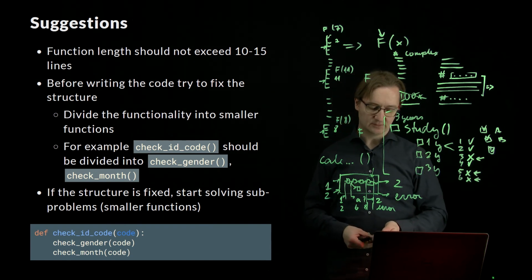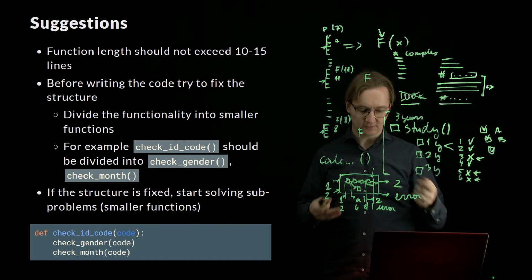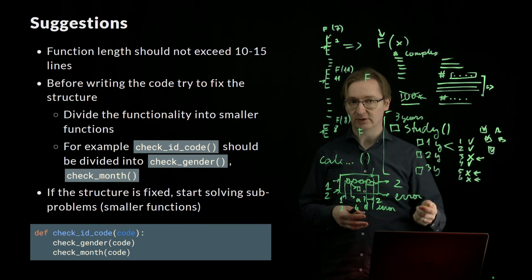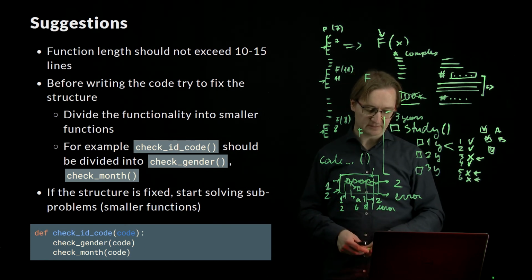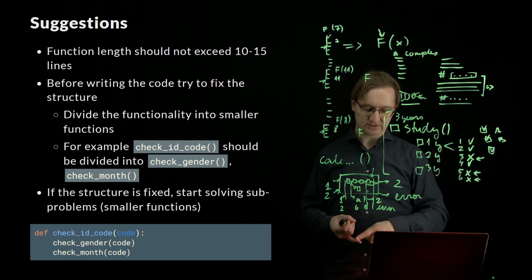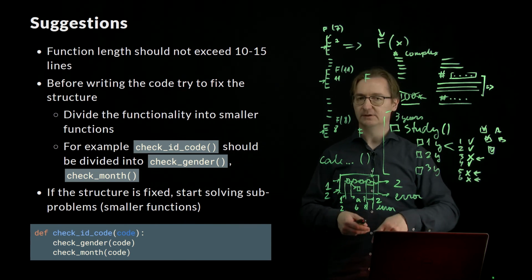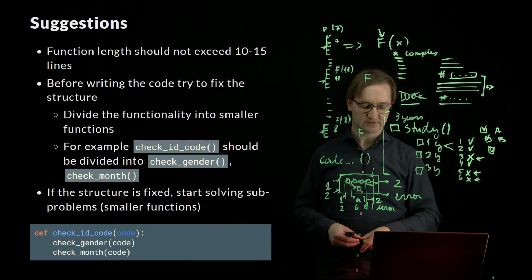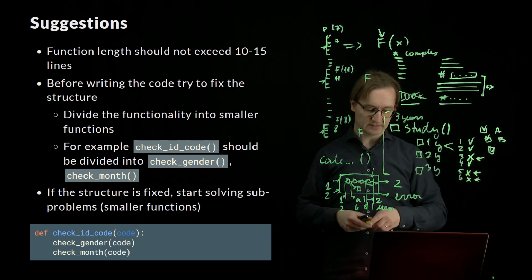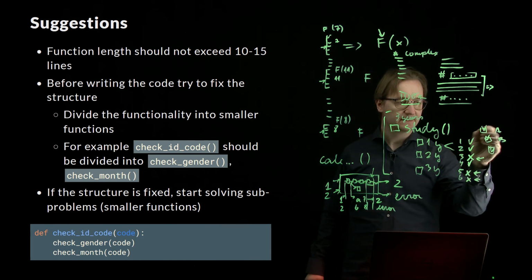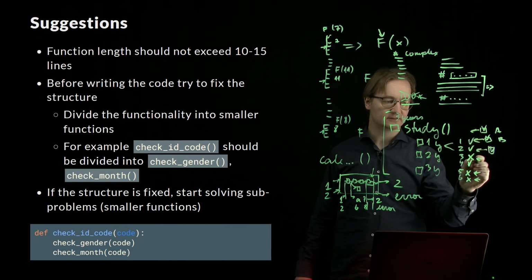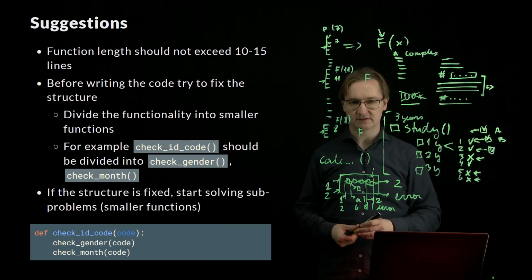Here's an example. The check ID code, where I put in the code, can contain different calls to different smaller tasks. I have divided it into 2, but actually there would be more. There would be check gender, check month, day, year, check checksum, and so on. So there are different function calls, and I can do something there. Of course, here it's simplified, but usually this subtask can return something, and I can use it here. So every subtask returns some value, some result.